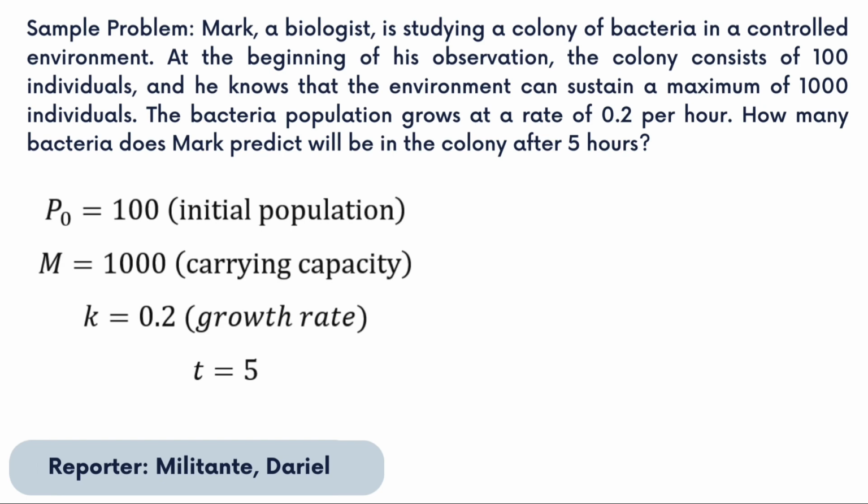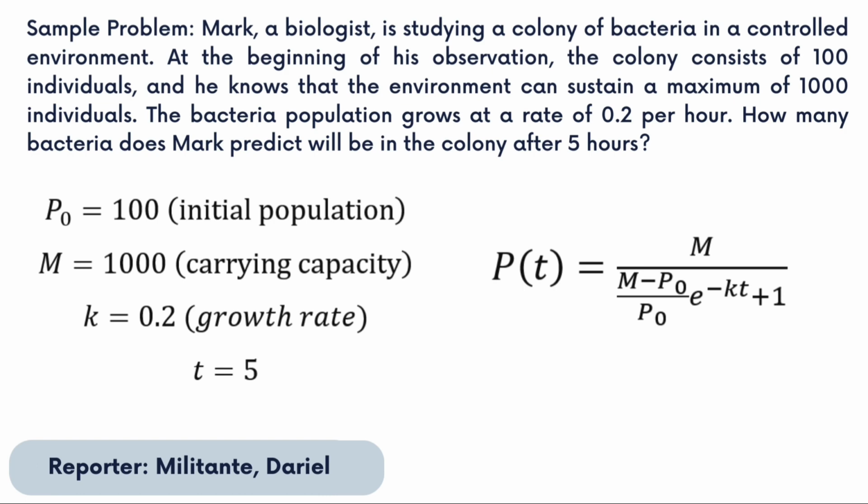The carrying capacity denoted by M is 1,000. The growth rate is 2 and the time is 5. Next, the formula to be used is logistic growth, which is P of t is equal to M over M minus P of 0 over P of 0 times e raised to negative kt.